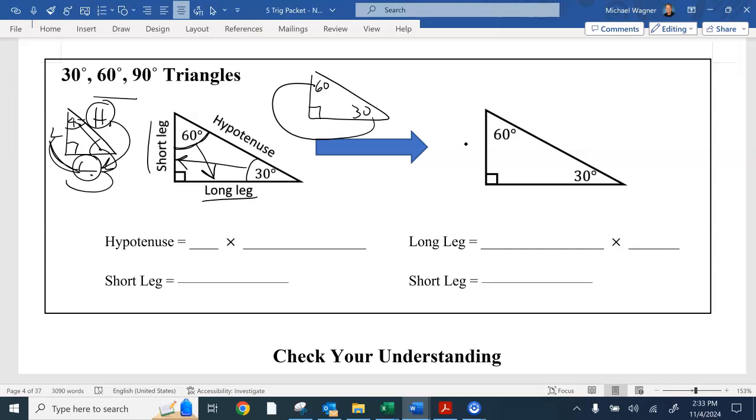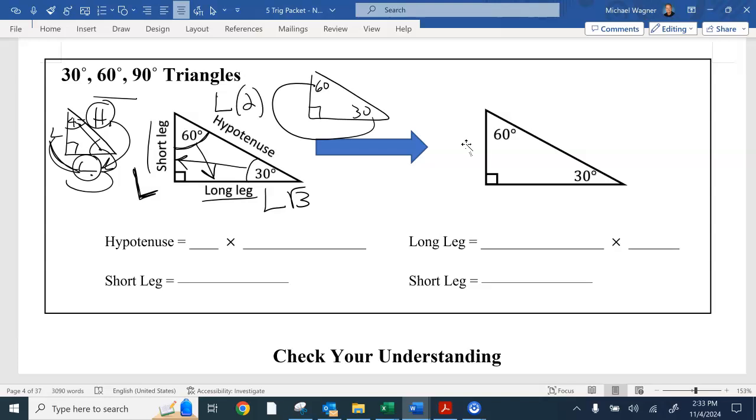Hypotenuse is equal to the short leg. Let's make the short leg L for now. And the long leg, by the way, is going to be L times root 3. And the hypotenuse is going to be L times 2, or 2L.